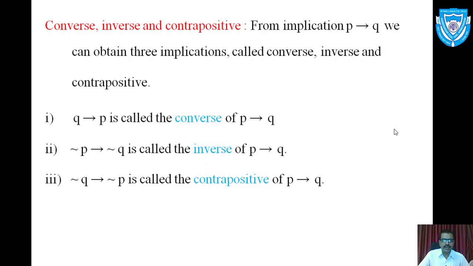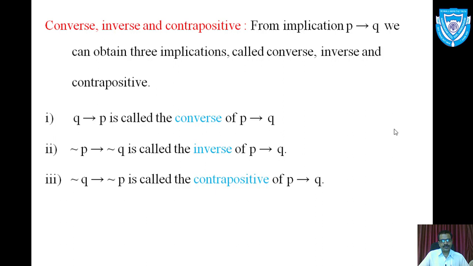Now how to obtain the inverse? Take the implication P implies Q, keeping the connective the same, also keeping the positions of antecedent and consequent as they are, only take their negations. Take the negation of antecedent P, and the negation of consequent Q. So its inverse becomes negation of P implies negation of Q.